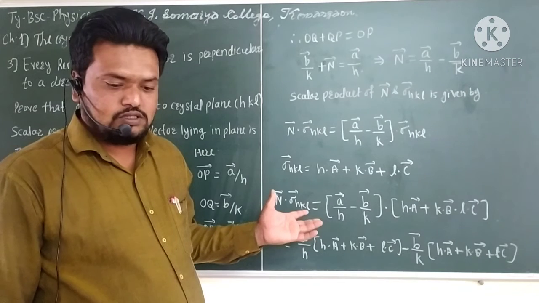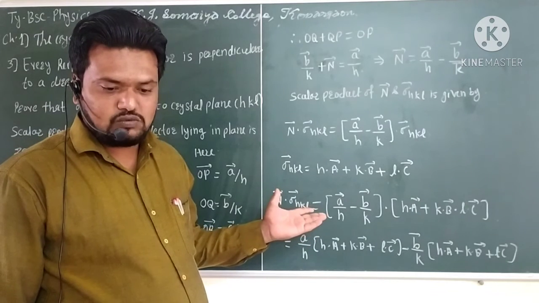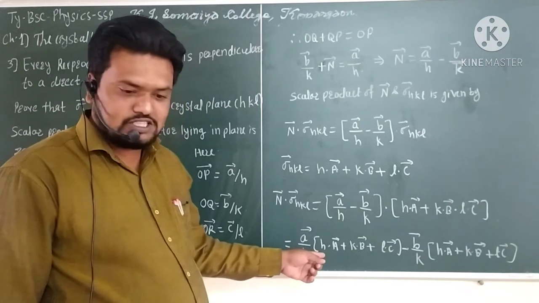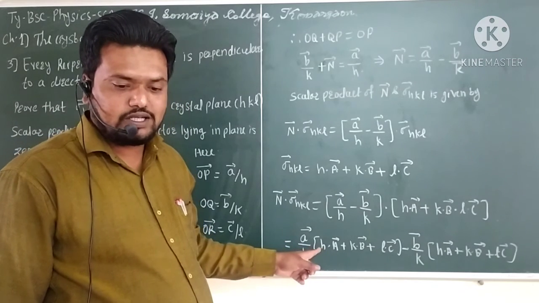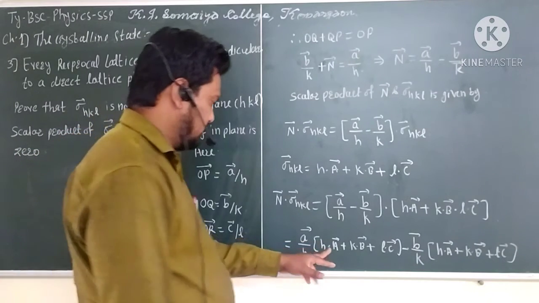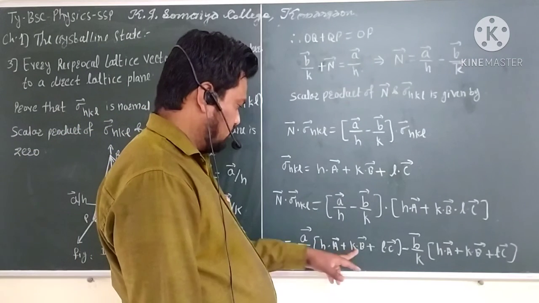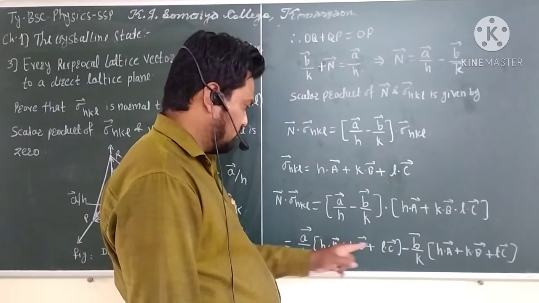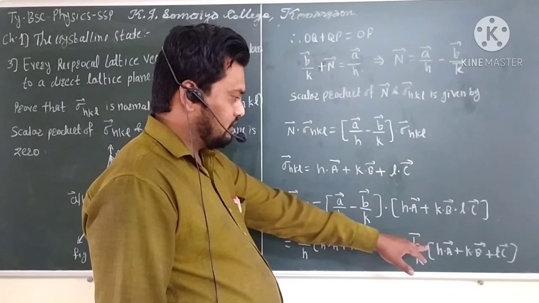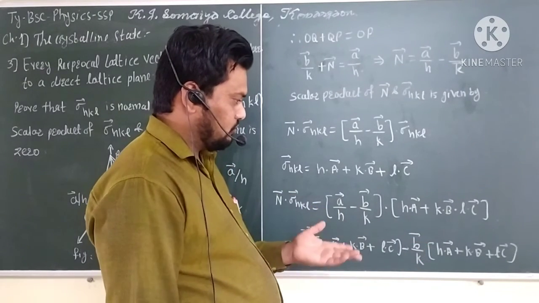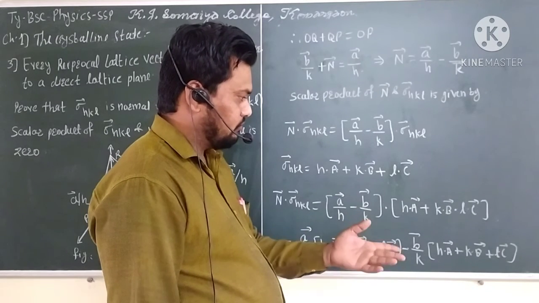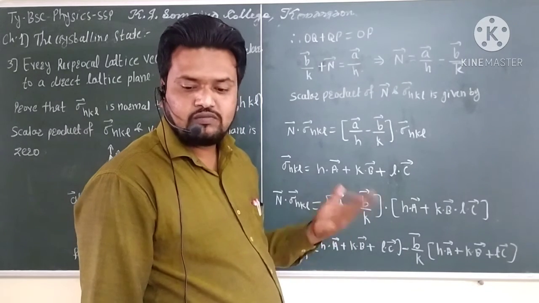By doing this calculation, A bar dot A bar is 1, A bar dot B bar is 0, and A bar dot C bar is 0. Similarly, for the second term, B bar dot A bar is 0, B bar dot B bar is 1, and B bar dot C bar is 0.